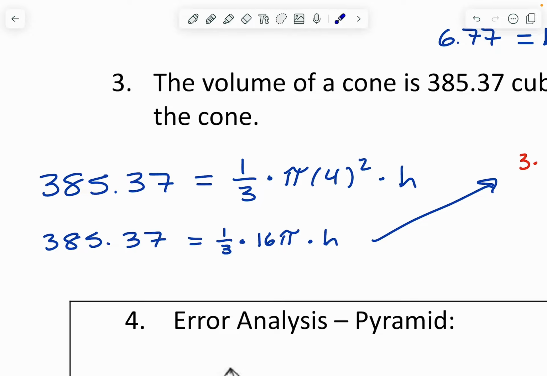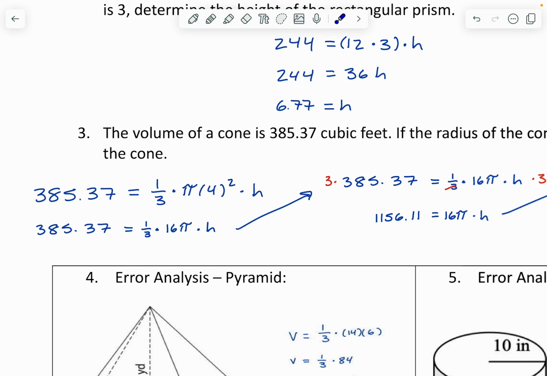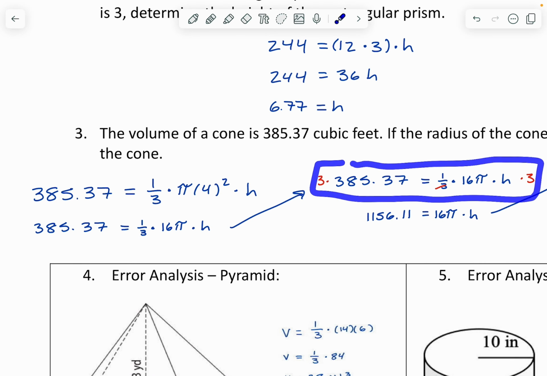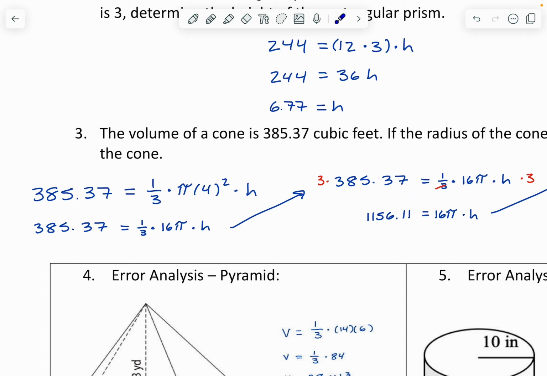Anytime I want to get rid of division, I need to use multiplication. So I'm going to multiply both sides by 3. What's that going to do? If I multiply the right side by 3, it's going to get rid of that denominator, because 3 over 3 is 1.